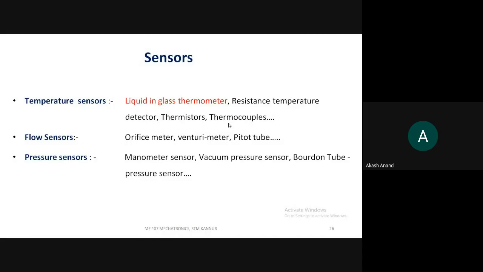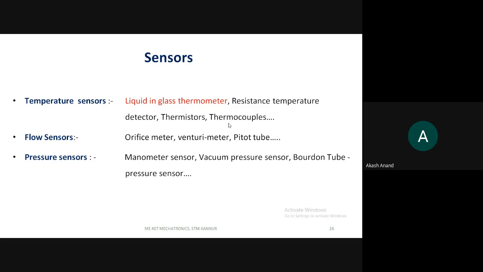So in the case of temperature sensors, the liquid in glass thermometer is actually a secondary type, and all the other three, that is the resistance temperature detector, RTD, thermistors, and thermocouples, are examples of primary sensors. That is why I showed the difference. So these devices or sensors are used to sense the temperature of a system. I think it is clear. From the next slide onwards we can discuss the temperature sensors in detail.